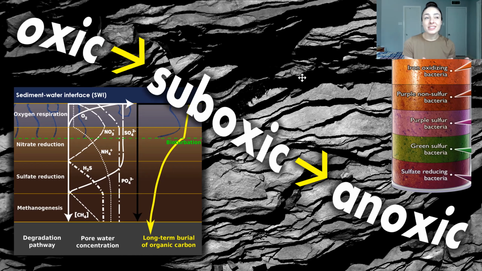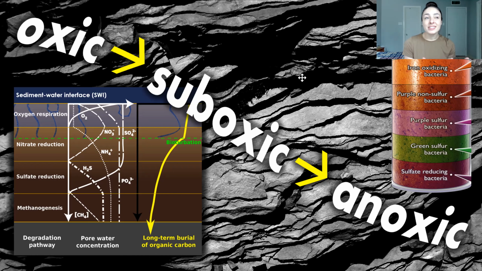Oxic zones or environments are those that contain abundant oxygen. And when I say oxygen, I mean O2, molecular oxygen, like the air we breathe. Here it says dissolved because we're specifically talking about marine environments, and we're talking about oxygen that's dissolved in either the water column or sediment pore waters.